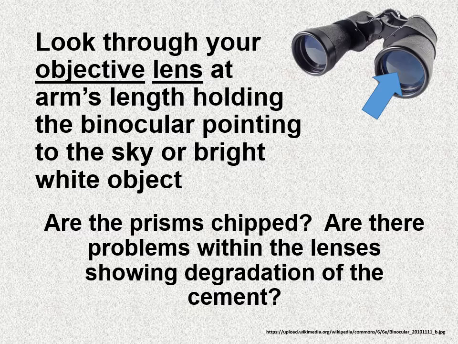But what you want to do by looking at this against the sky, don't look at the sun, is you're looking at the internal glass surfaces. You shouldn't see them at all. However, you may see a chipped prism, which you didn't see when you were looking through the ocular part. You may see degradation of the cement holding together lenses that are made of 2 different glass. It may be a real shock to you when you look through the objective lens.